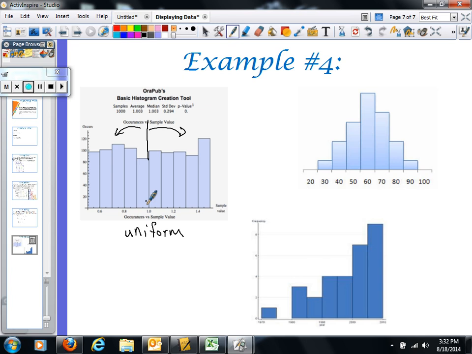This one is what we're going to call a symmetric histogram. And that would be because here's my center. If I look on the left side and on the right side, they're pretty even. If I was to draw a line right down the middle and fold one side onto the other, they would be pretty close to being symmetric, almost the same. Okay? The last one is what we call skewed.